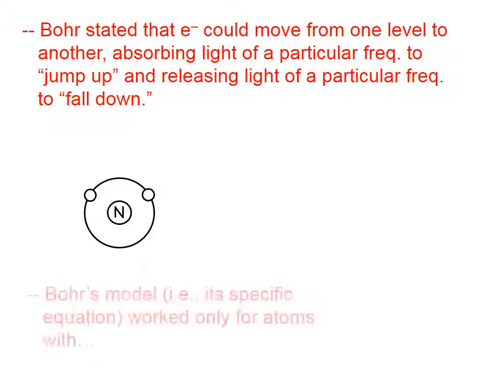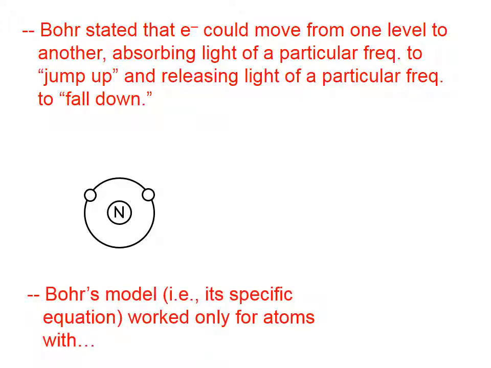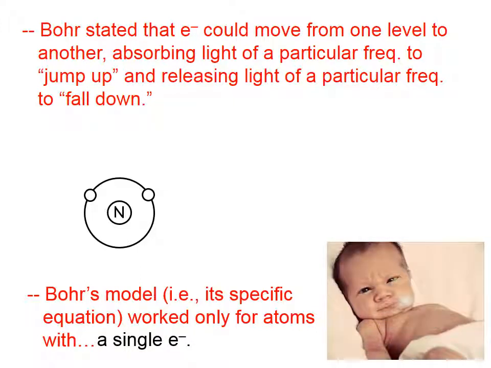That light is going to go off, and we're going to be able to observe it. Bohr's model, that is its specific equation, the one on the previous slide with the Rydberg constant, worked only for atoms with a single electron. And this is of course a bit problematic because most atoms have more than one electron. Clearly there is more work to be done, but Bohr's model was a stepping stone along the way.